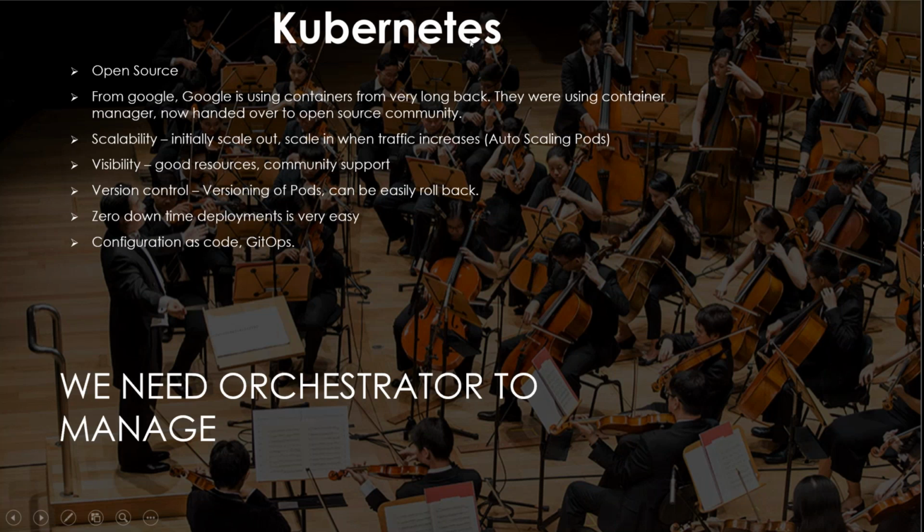So it's a very stable one and it has a lot of features, like scalability. Initially you can run your application maybe as a single instance. Once your traffic increases, it will scale out automatically. So you have an auto scaling feature in Kubernetes, and within seconds you can configure new pods and start serving the traffic, and it's a very cool feature. Kubernetes is used by most of the market, you have more community support, and you can have version control of your pods.